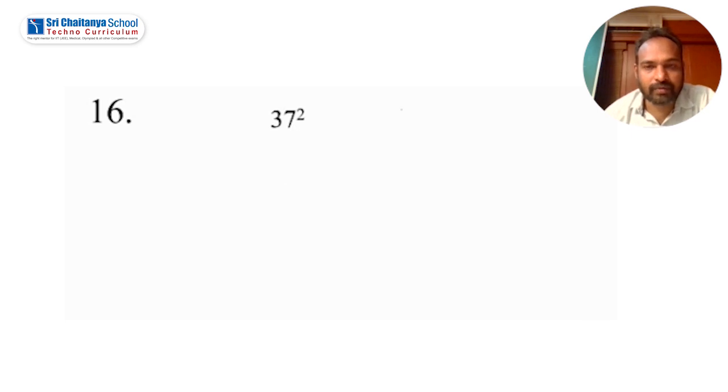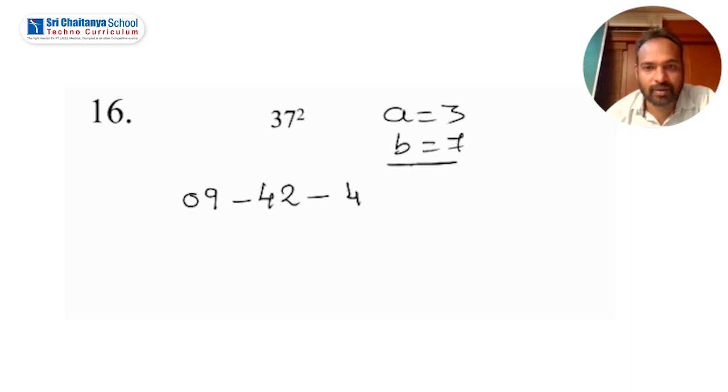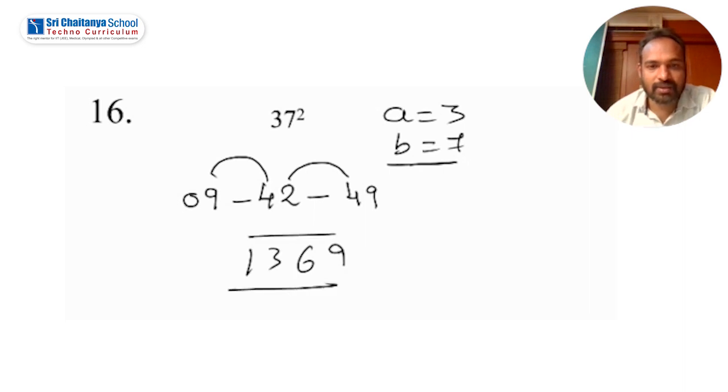Now, in 37 square, what's the value of A here? 3. What's the value of B here? 7. Apply the formula. A square means 9. 2AB, 2 into 3 into 7, 42. Then B square, B value is 7 here. So 7 square is 49. Drop 9 and carry forward 4 here. 42 plus 4 is how much? 46. 6. Carry forward 4 here. 9 plus 4 is how much? 13. So the answer is 1369.